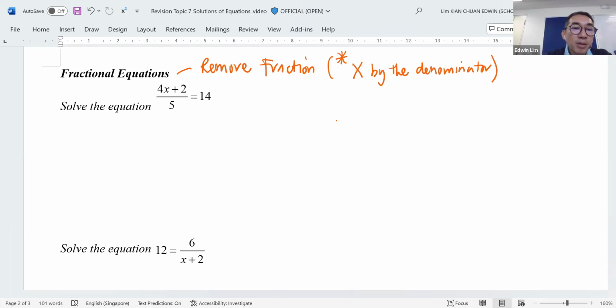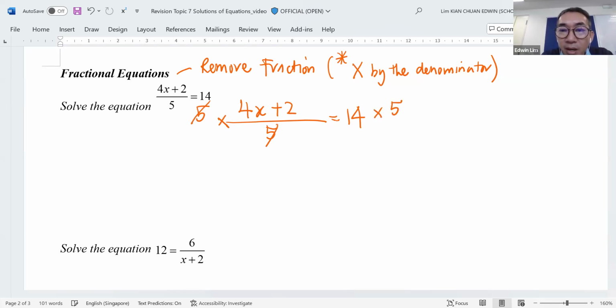First question, all right? 4x plus 2 over 5 equals 14. First step, I have to remove the fraction. I will multiply by 5 so that my fraction is gone. Left hand side, I multiply by 5. Right hand side, I must times 5 as well. So 4x plus 2 equals 14 times 5, 70.